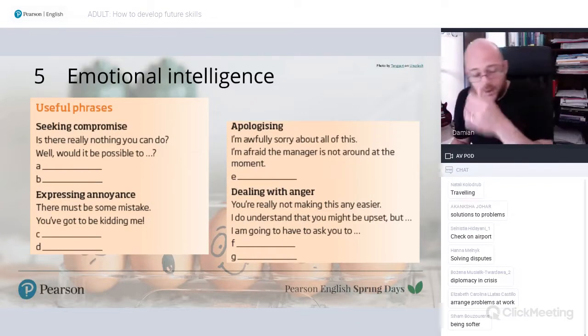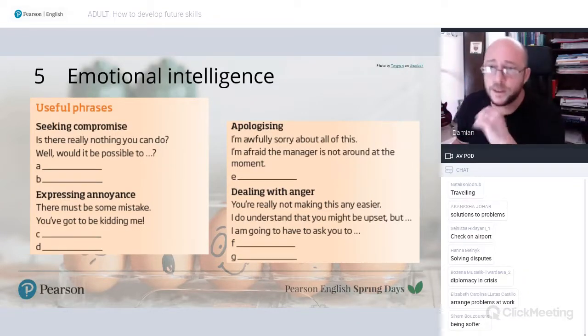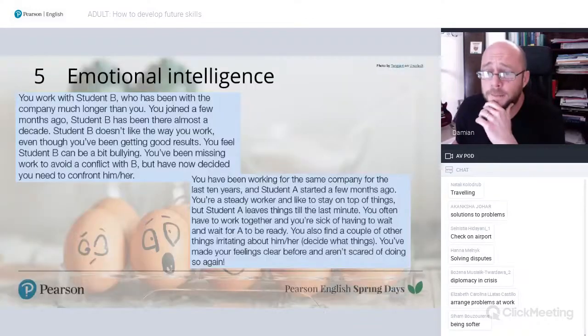So things like seeking compromise, expressing annoyance, apologizing, dealing with anger. And they listen to some talks and pick out some more phrases for those as well. And then all of this, they do some pronunciation work as well. And all of this leads towards the final task here, which is a role play. So they work in pairs, and they have two separate roles.